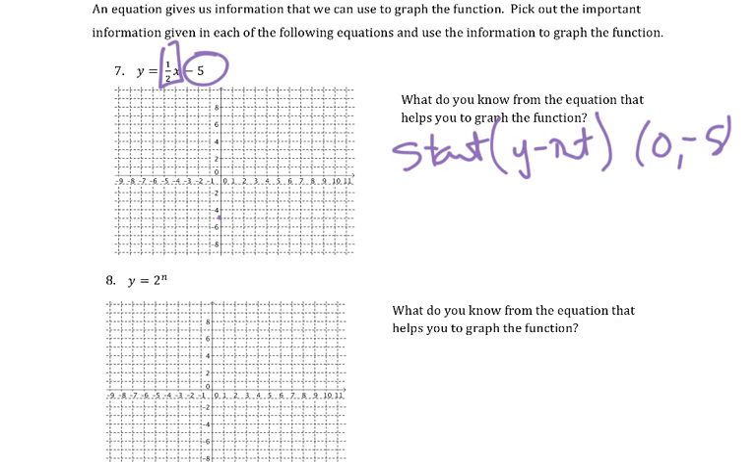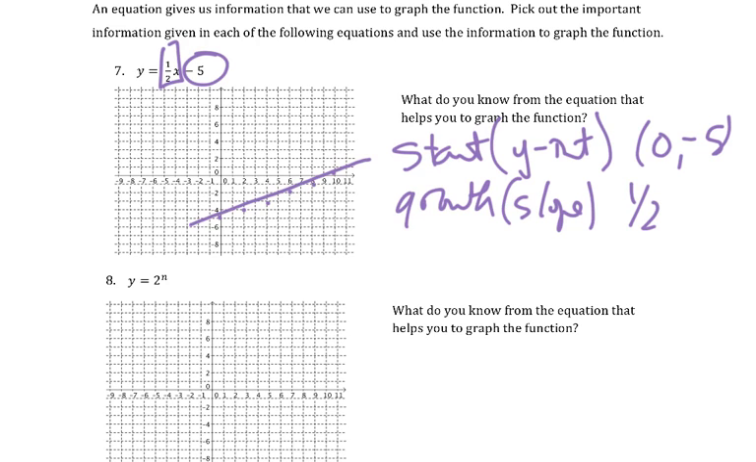Then with the x, that's our growth, also known because it's a linear, it's known as slope. So 1/2, so that means I go up 1 every time I go to the right 2. And I use that to graph my line. And it looks like that.